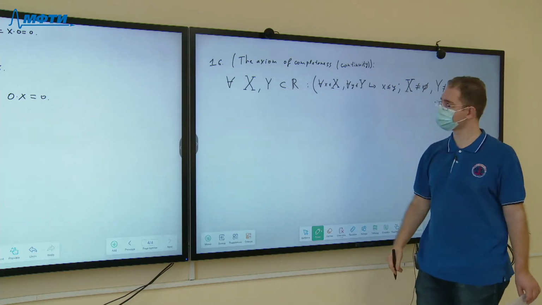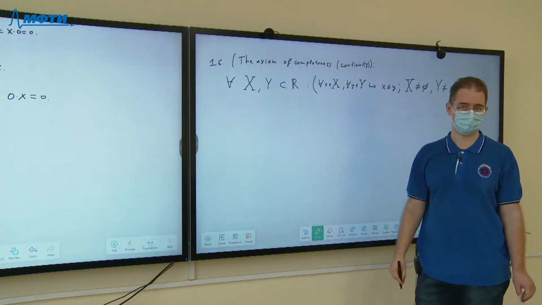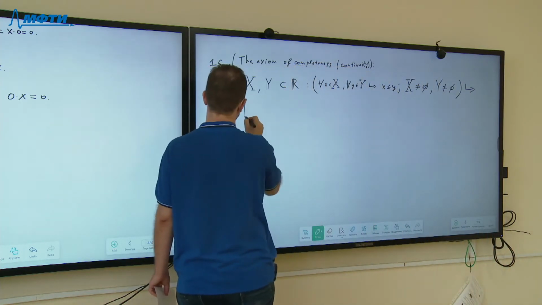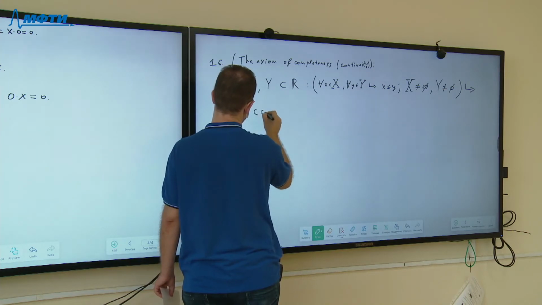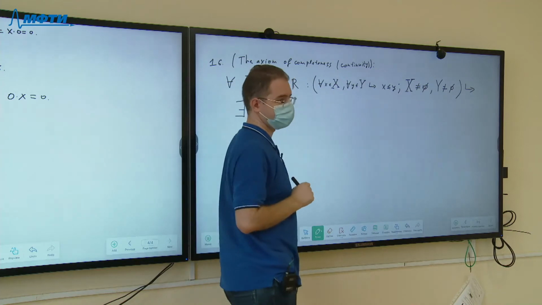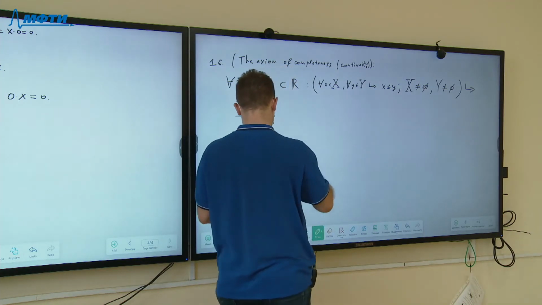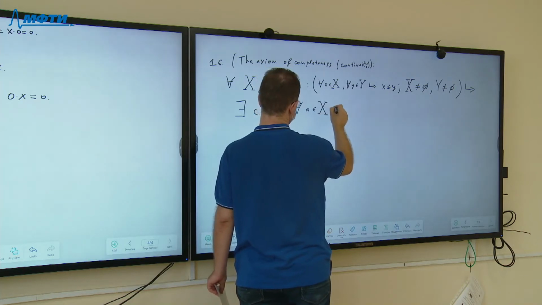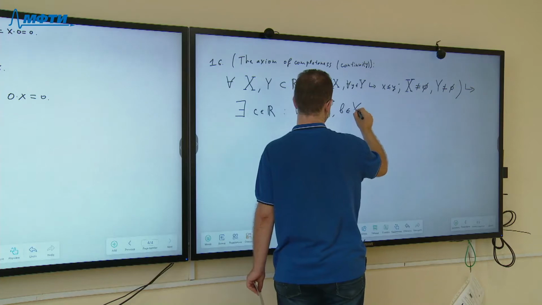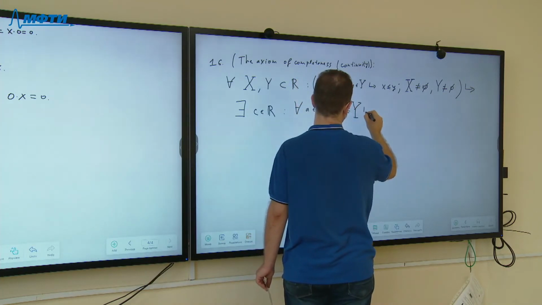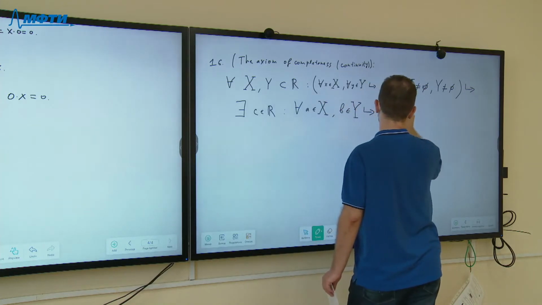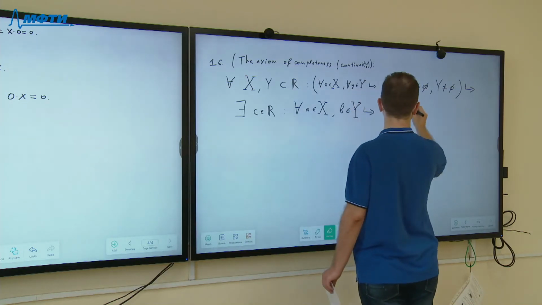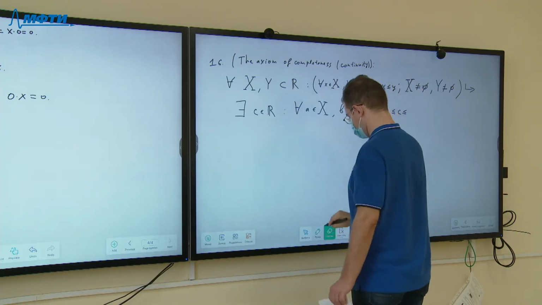So for any two sets like that, it follows that there exists a number C such that for any a from X, b from Y, it follows that a less than or equal to C less than or equal to b.